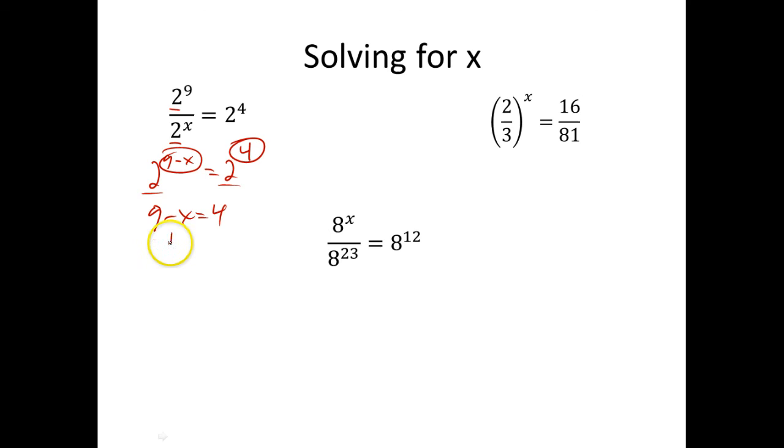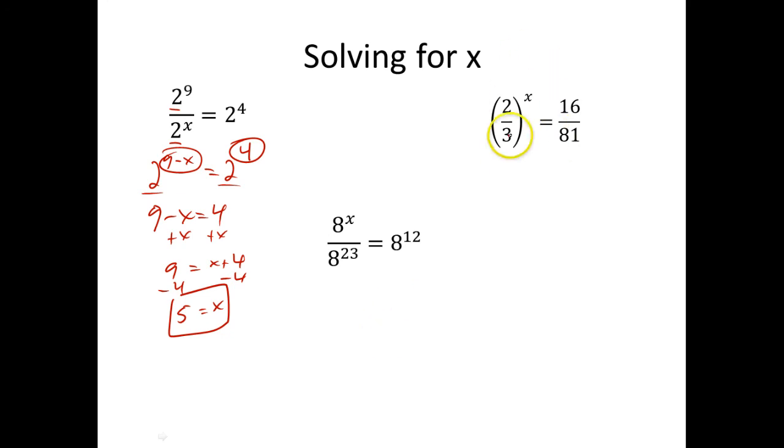Add x to both sides. So we have 9 equals x plus 4. Subtract 4. We have x equals 5. Which makes sense, because 9 minus 5 is definitely 4.